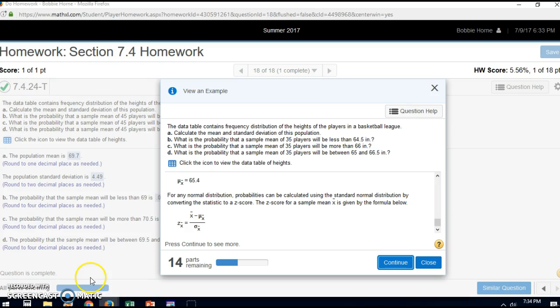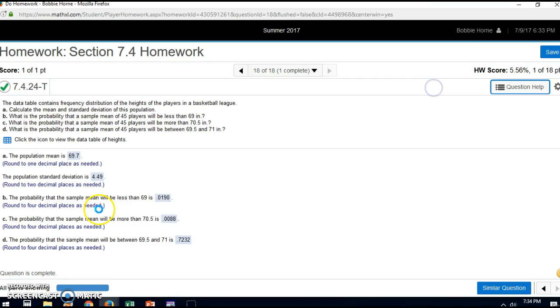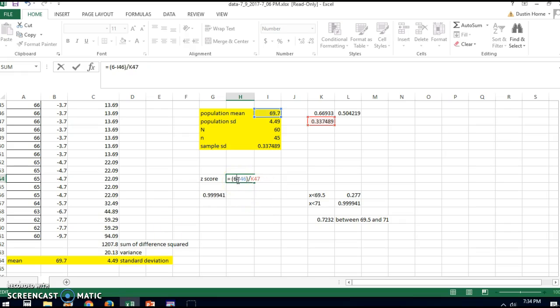So in this particular problem, this is what we're doing to get the z-score. We're looking at 69 for our sample mean. What's the probability that our sample mean is less than that? So we would put 69 in here. 69 minus the population mean, which is 69.7, divided by the sample standard deviation, which is 0.337489. So if you press enter, you will get the z-score is negative 2.074. That is not our answer. That helps us calculate the probability.